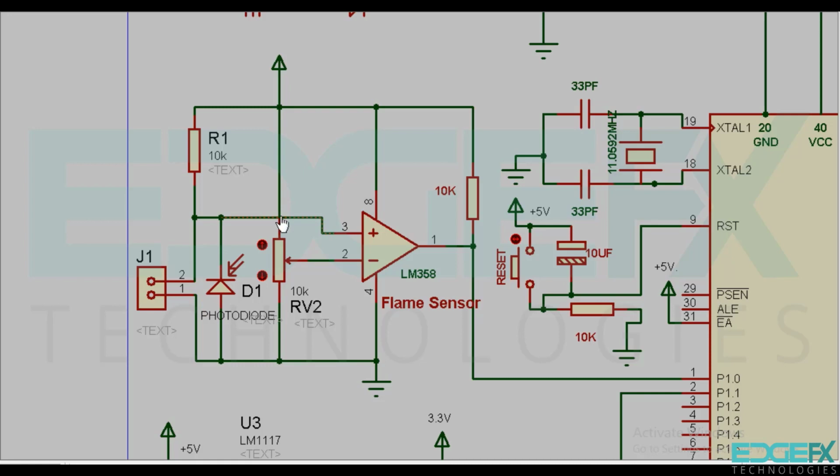So when the flame is detected, the voltage drop across the photodiode becomes low, and in turn the non-inverting terminal becomes low. Thus, the output terminal of the comparator becomes low, sending a low logic to the microcontroller, which then acts as per the program and conducts the appropriate function.